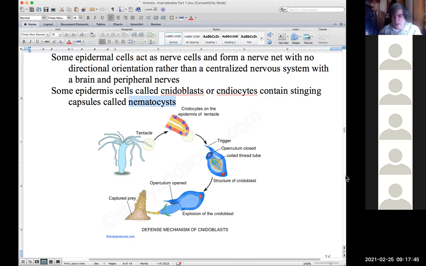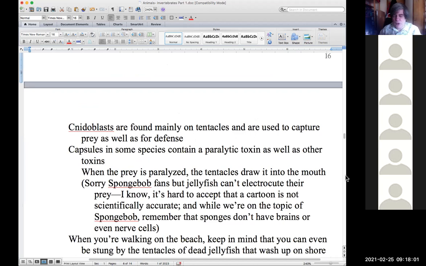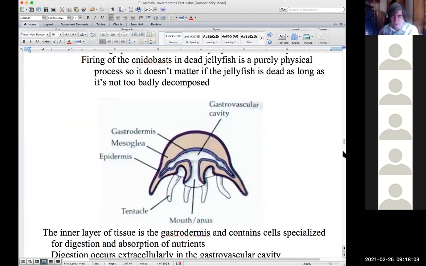So when we look at these organisms, notice this would be an example of something like a sea anemone, because it's basically a jellyfish that's upside down. But when we look at these organisms, this is how they all capture their prey. So when we look at these, here's a diagram of the gastrovascular cavity.